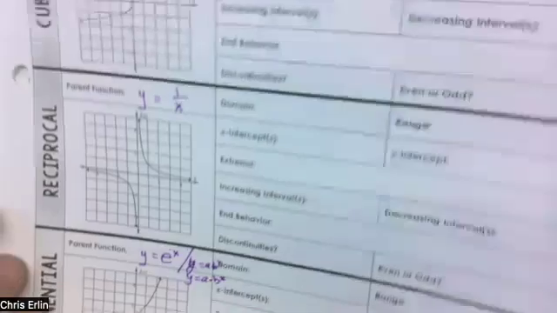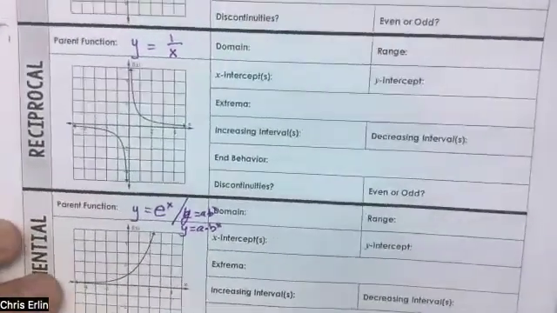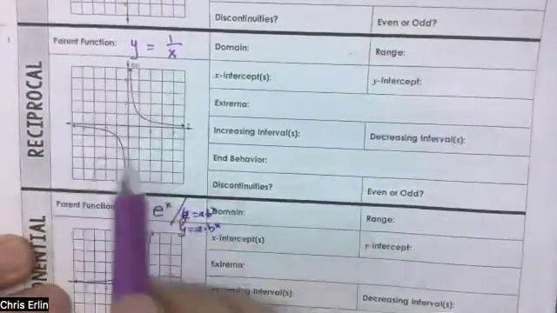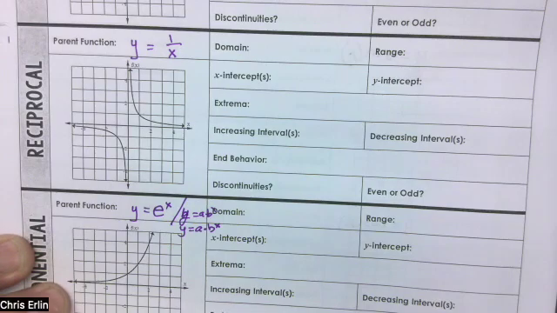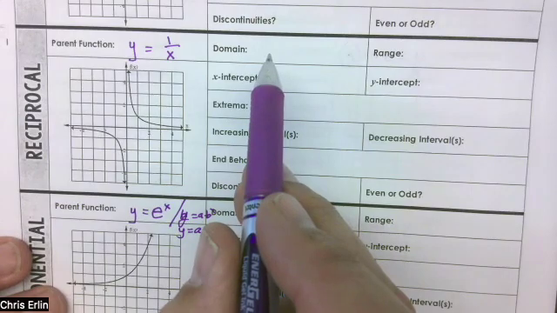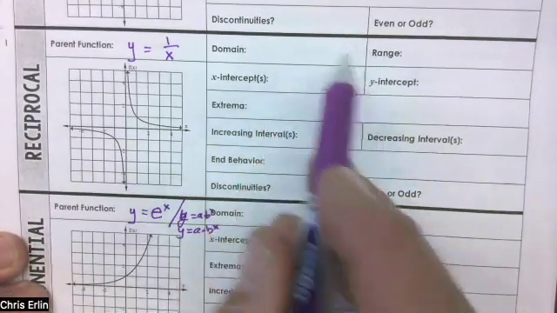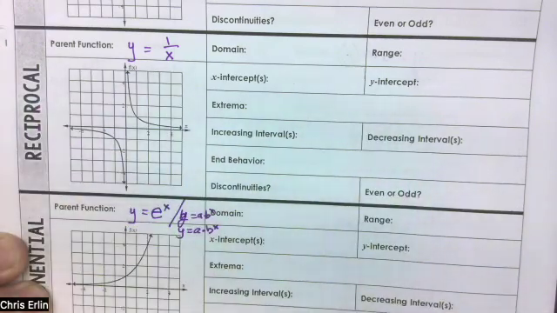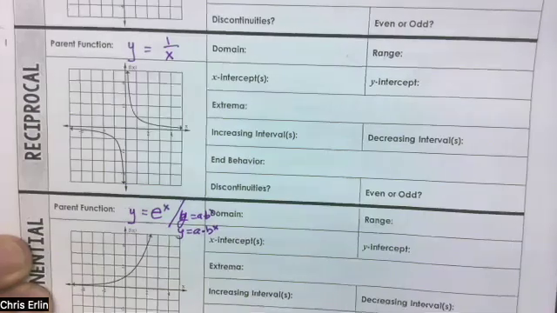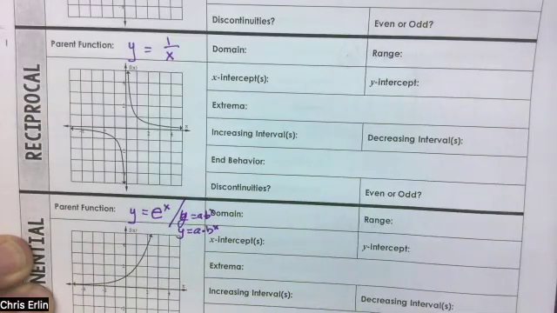Let's start with an easy one of these parent functions to begin with. Let's do like reciprocal. Would you please take a moment, work with your neighbors, and fill in all this data about the reciprocal function? We'll go over it in just a second.